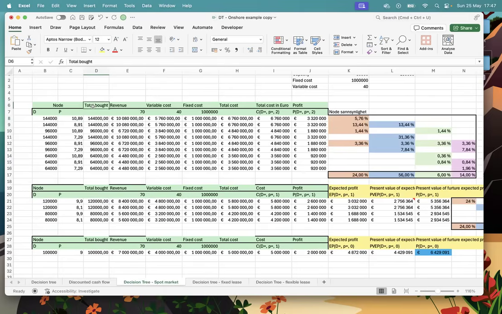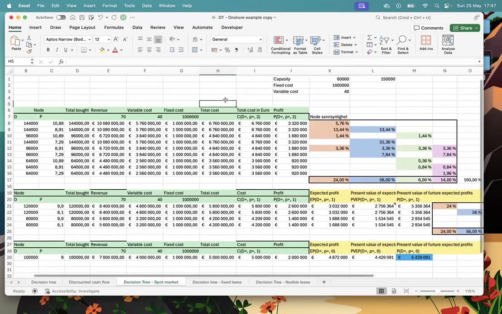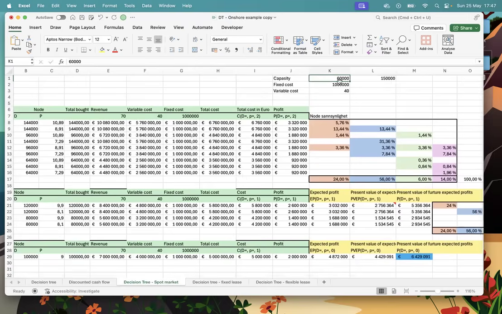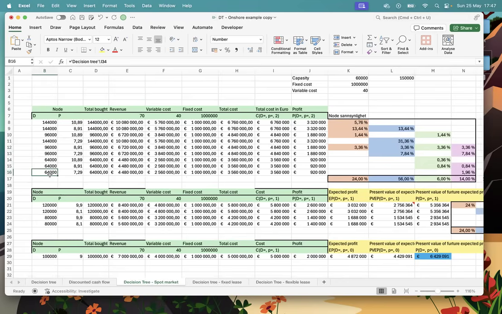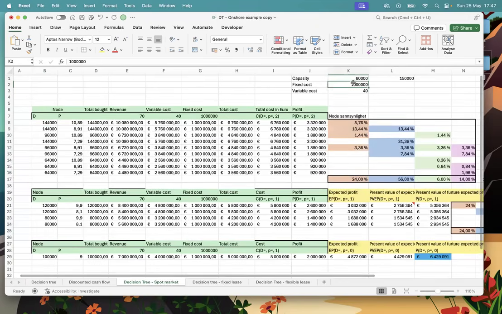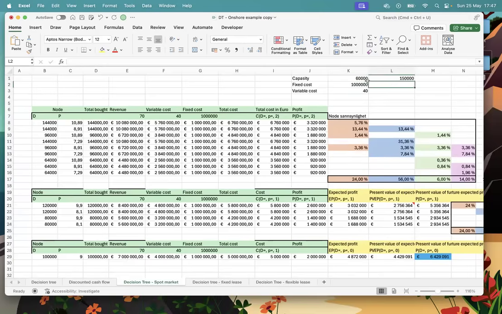On our total bought, or total we have produced, we can see that our capacity is 60,000 to 150,000. So that's what we are able to produce onshore. Our lowest possible demand is 64,000 and our highest is 144,000. So we already know that our demand is whatever we are able to produce. There's no limit in our production. And then, as we can see here, total bought or total we have produced is here.